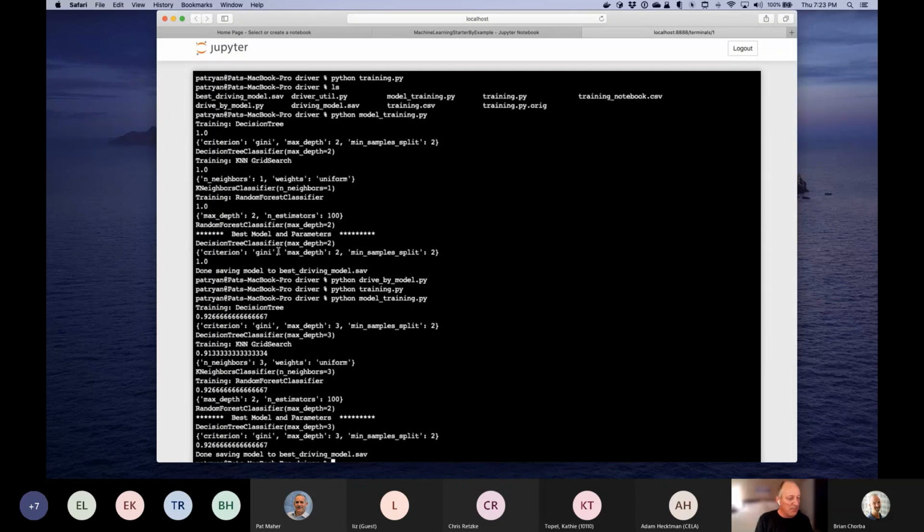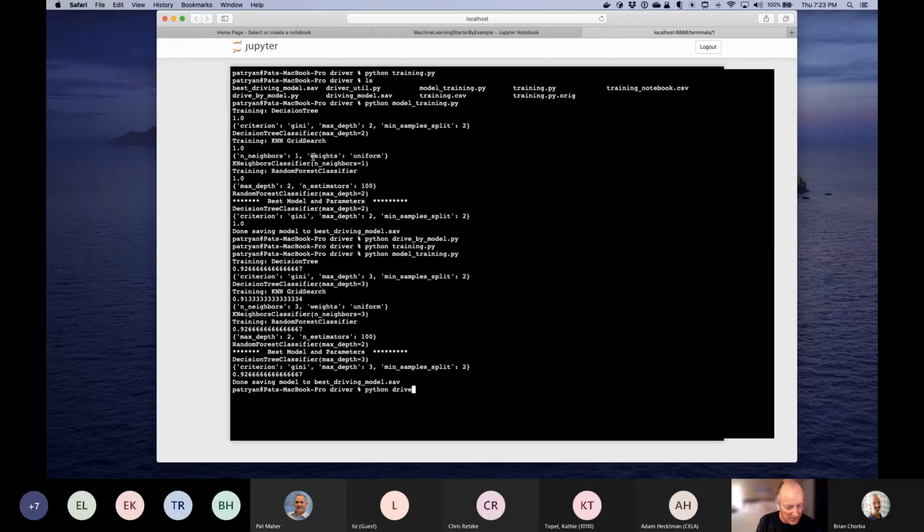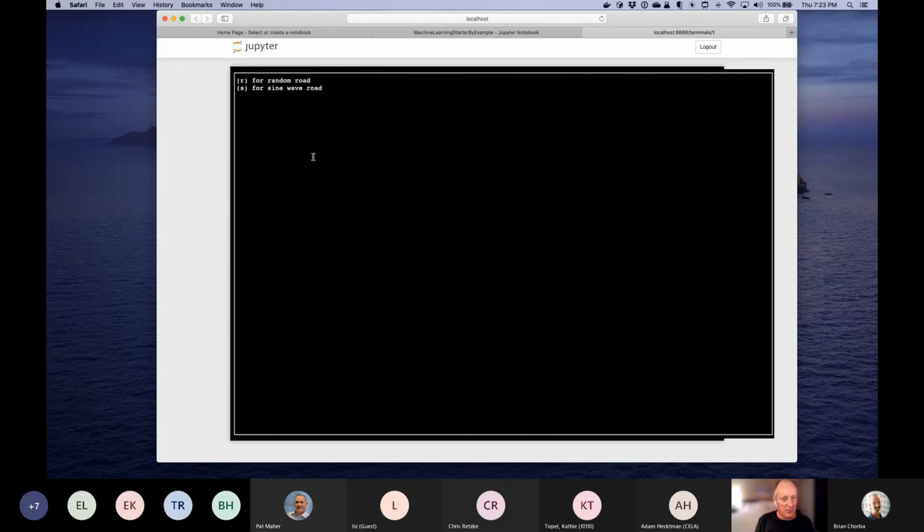So I'm going to use the best model, and I'm going to ask it to drive by this new model. Although I can't quite see it. There we go, drive by model. All right, I'm going to do the same sort of random road. Now, remember, it's only 92% accurate. We should expect it not to always work, but now it's the model. See, here are my hands, I'm not driving.